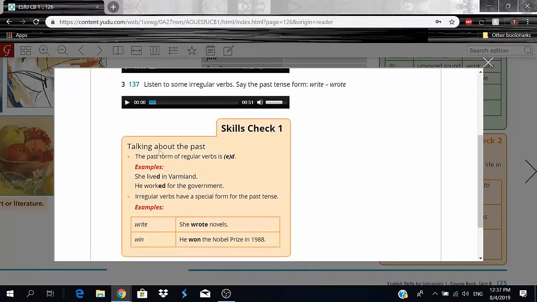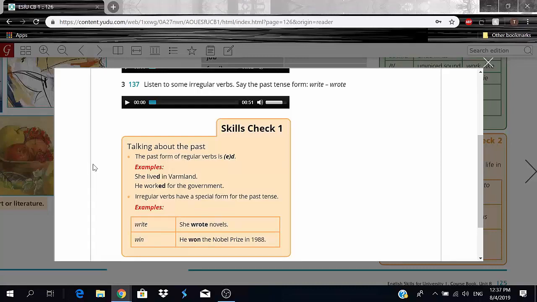Okay? So talking about the past, you guys. We have two past forms for our verbs. We have the standard, add an -ed or -d, right? And then we have some irregular verbs that use a special form for the past tense. Let me give you an example for regular verbs.